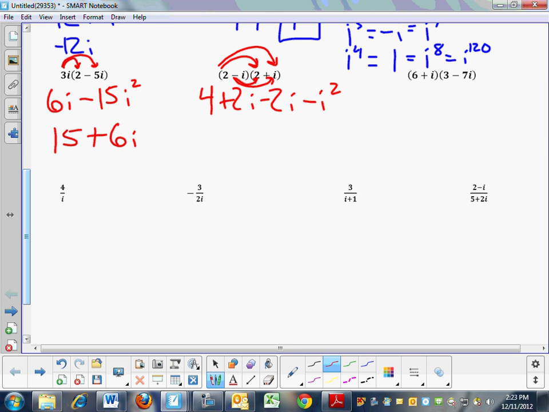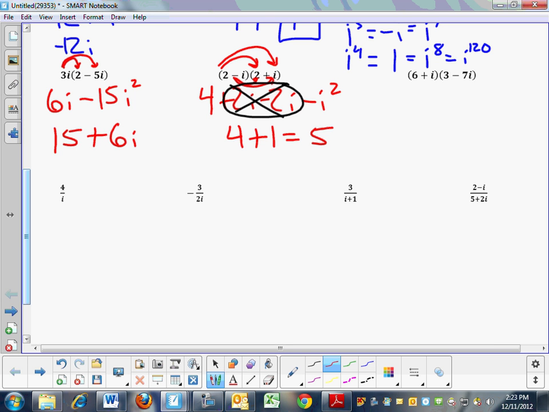Negative I squared. What happens to the middles? They cancel. And what is negative I squared? Positive 1. So you have 4 plus 1 is 5. Easy stuff, right? You guys getting it?